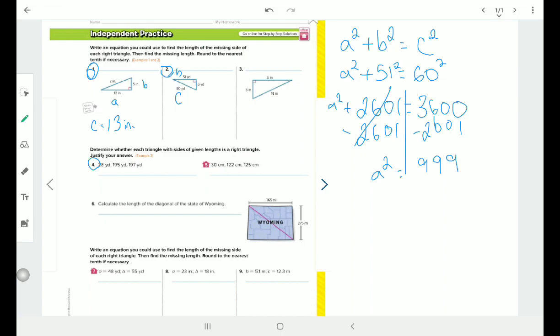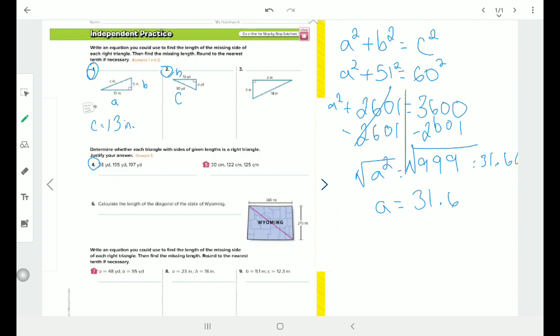And then, once again, to get a by itself, we have to take the square root, since it's being squared, and then that will give me a equals the square root of 999. That's not a whole number, so we have to read the directions: round to the nearest tenth. When I did this, I got 31.606. If I'm rounding to the nearest tenth, that's just going to be 31.6.